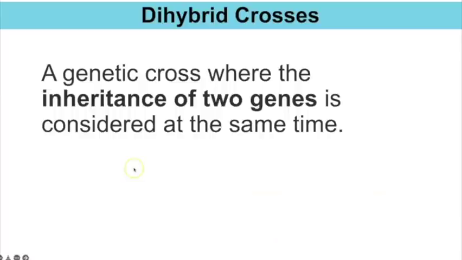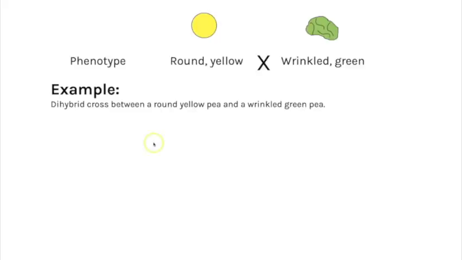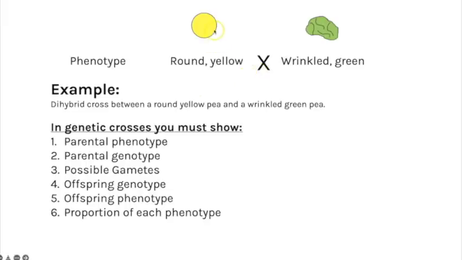Now, dihybrid crosses are when we have 2 genes considered at the same time in a Punnett square. So a common example is Mendel's peas. So we've got round and yellow, wrinkled and green as our 2 different traits, the shape versus the colour. And in all of the genetic crosses that we've gone through, it's these 6 features you have to have for all of the marks. We need the parental phenotype, genotype, the gametes, offspring genotype, and then you match the offspring phenotype to the genotypes, and finally give the proportions.